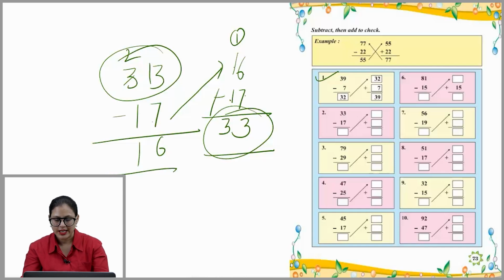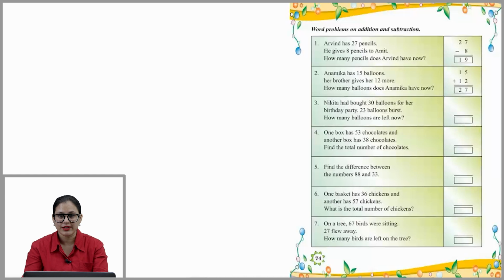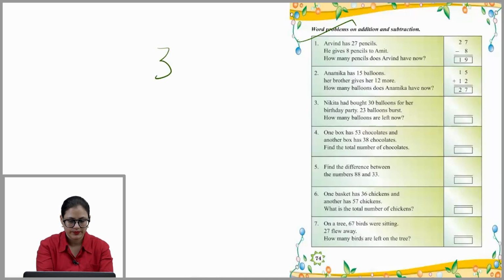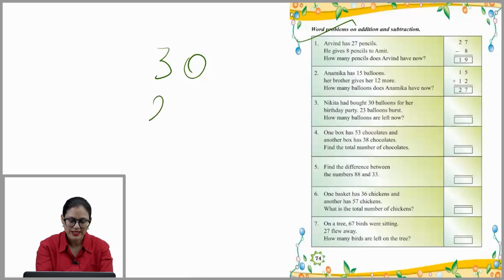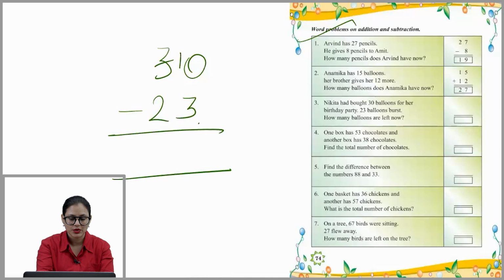Next, word problems on addition and subtraction. 1 and 2 have been done for you. Number 3. Nikita had bought 30 balloons for her birthday party. And 23 balloons burst. How many balloons are left now? So we will subtract 23 from 30. You cannot subtract 3 from 0, so you will borrow from tens place. It will become 10 and it becomes 2. 10 minus 3 is 7 and 2 minus 2 is 0.